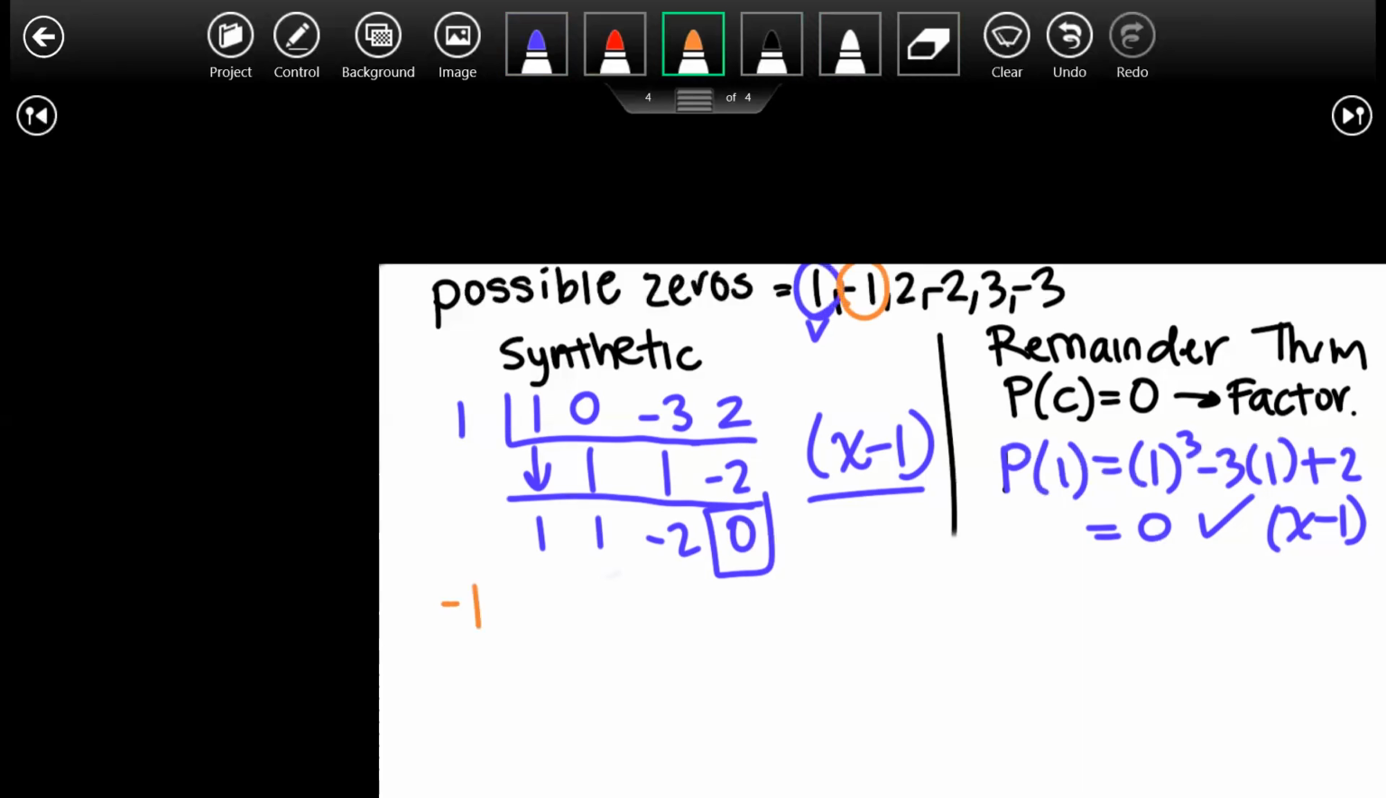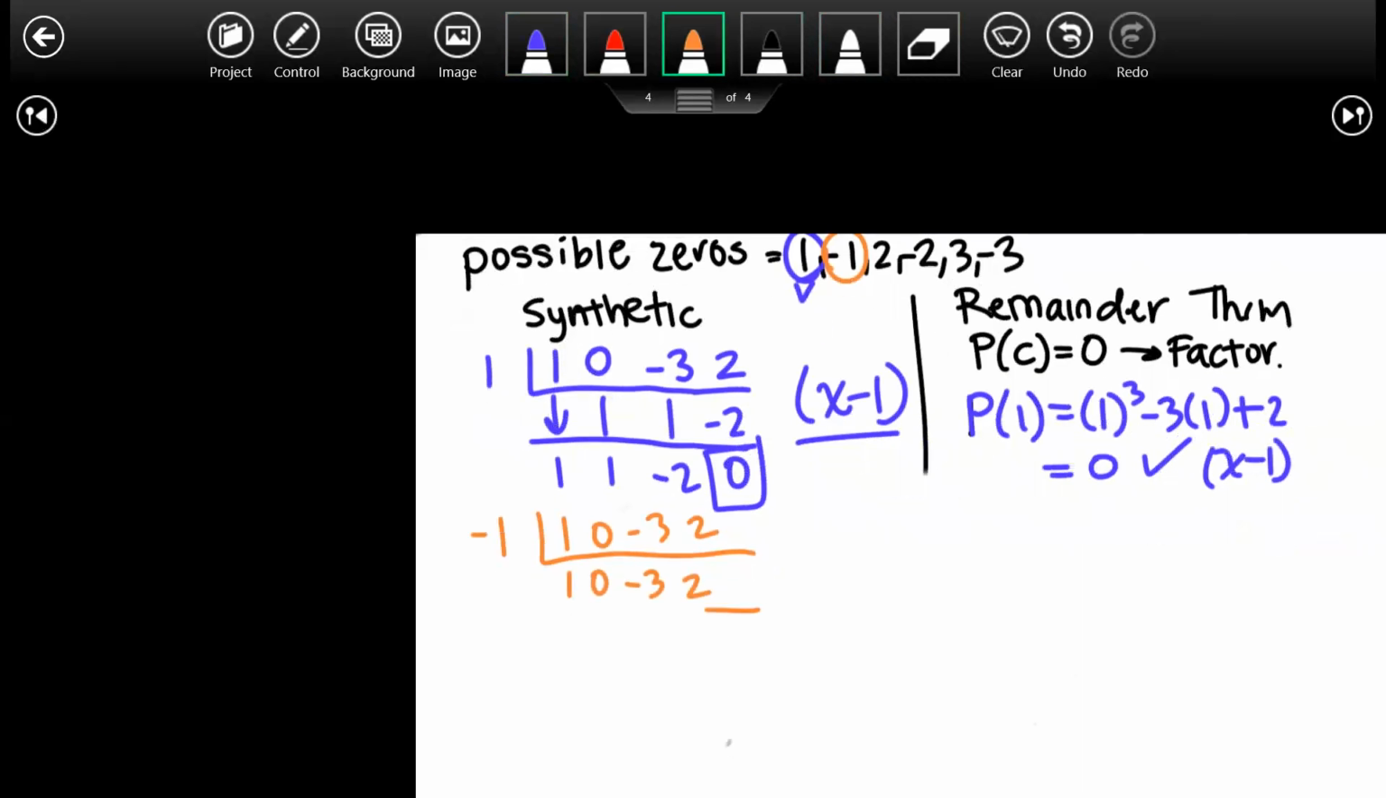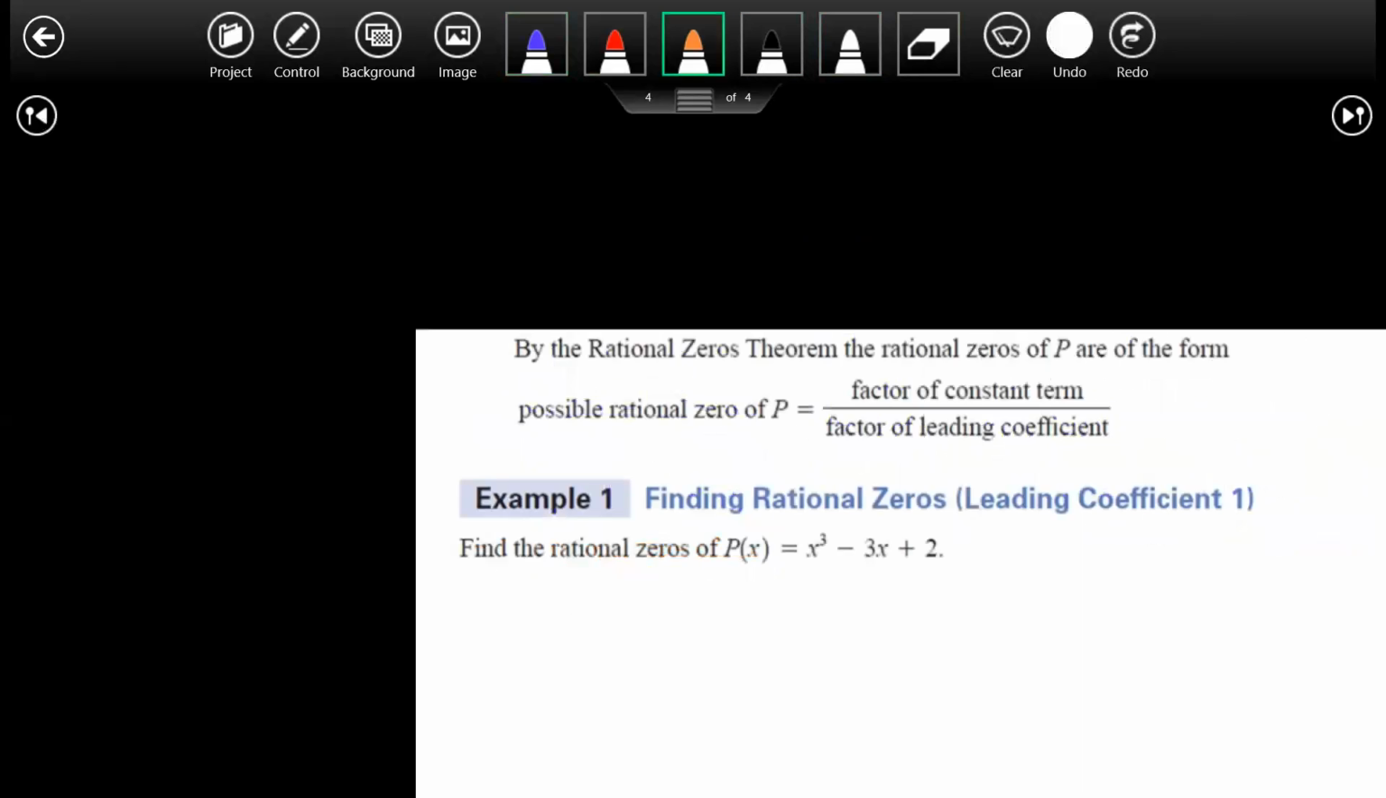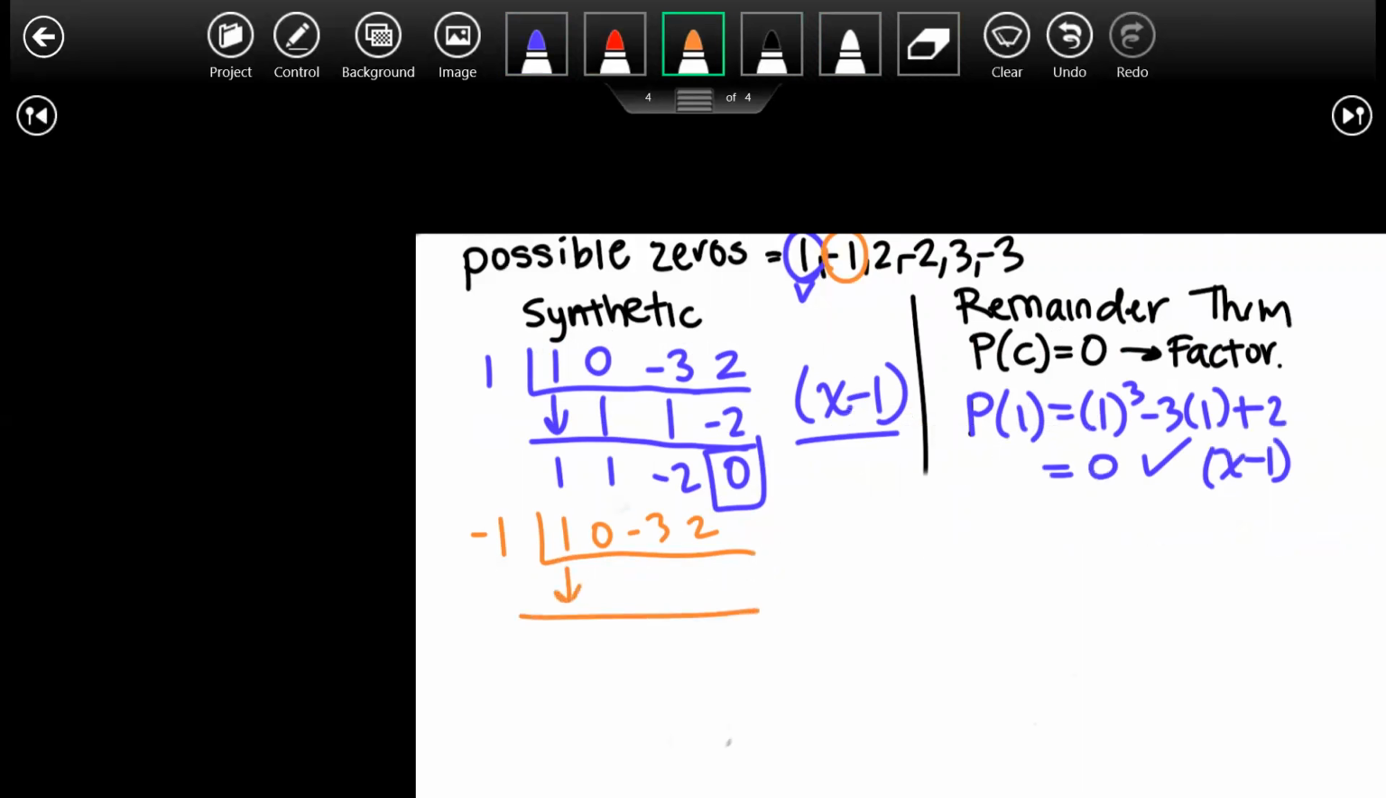If we do -1 for our synthetic division, 1, 0, -3, and 2, I'm just going to show you really quick why it wouldn't work. You can actually stop there. So what am I doing here? Dropping this down: 1, -1, -1, 1, -2, and 2, 4. Is this a factor? Not. So x plus 1 is not a factor. And if we do P of -1, we're going to get 4, which again is not a factor.